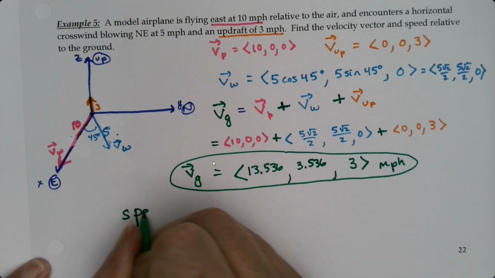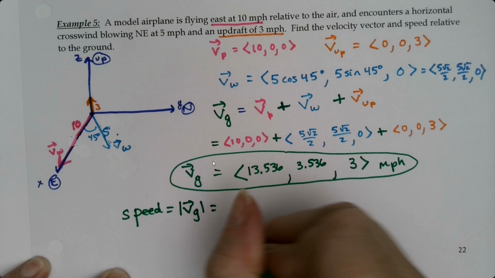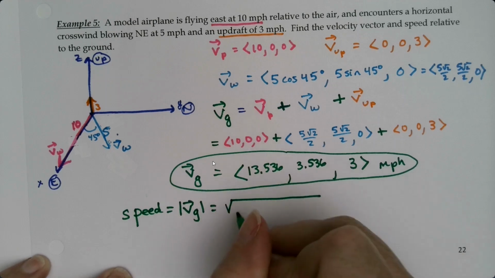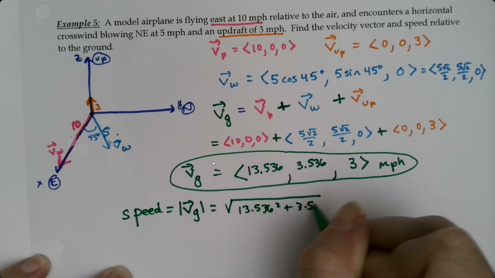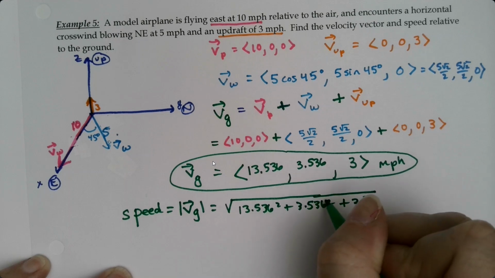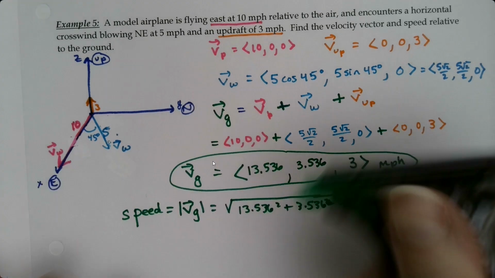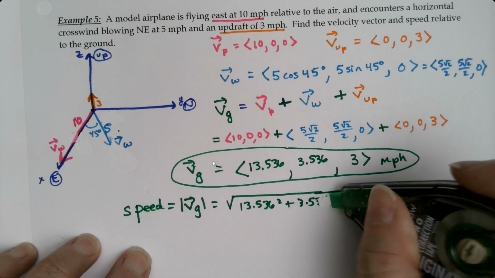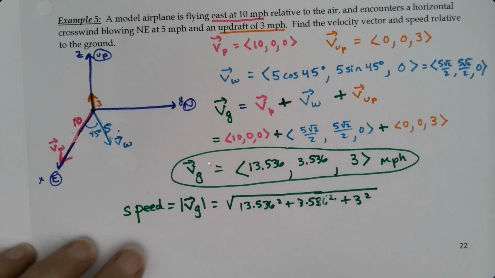Speed is the magnitude of that velocity. So that'd be the square root of 13.536 squared plus 3.536 squared plus 3 squared. That's a squared there. It looks like a 2. Okay. I just don't like it, so I've got to fix it. 3.536 squared. There we go. All right, so let's go to Desmos and find that value, and then we'll be done.